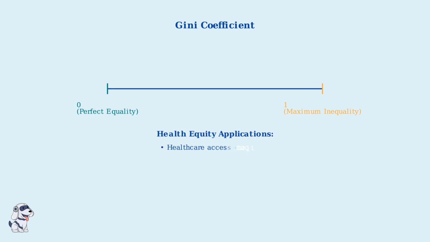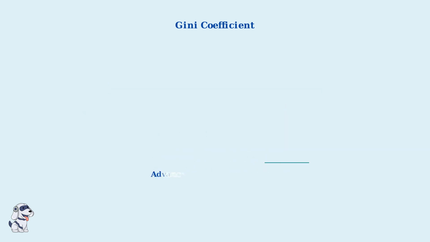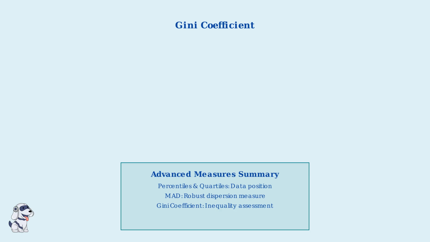In health equity research, Gini coefficients help identify disparities in healthcare access, health outcomes, and resource distribution. For example, a Gini coefficient of 0.3 for healthcare spending indicates moderate inequality, while 0.7 suggests severe disparities requiring intervention. These advanced dispersion measures provide public health professionals with sophisticated tools for understanding population health patterns, identifying inequalities, and making evidence-based decisions for health interventions and policy development.